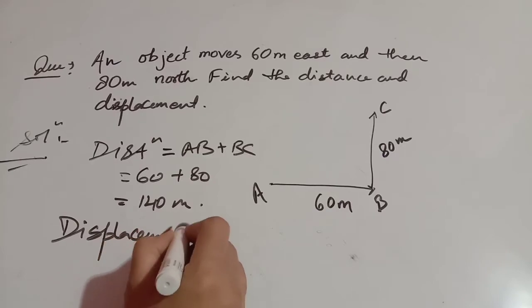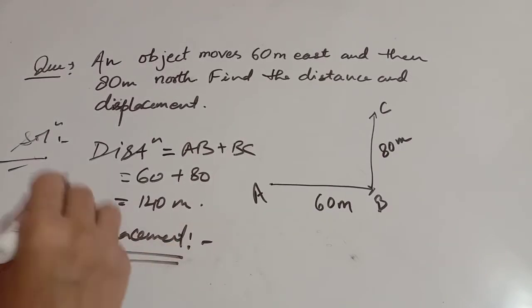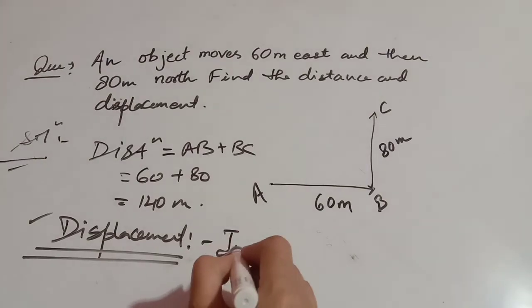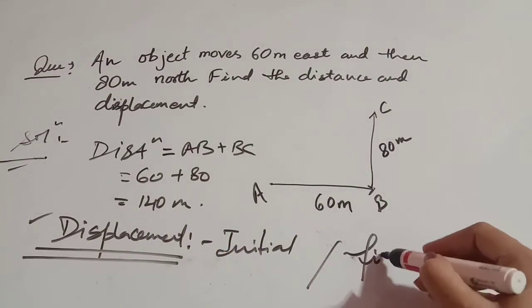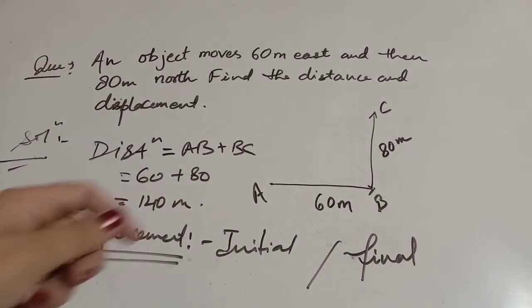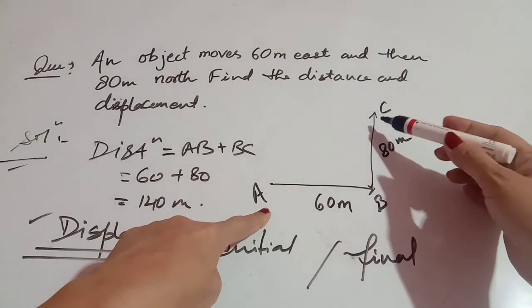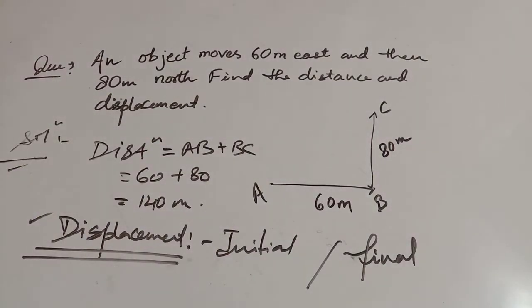For displacement, in every case we have to see where the initial position of the object and the final position of the object are. So in this case, the initial position is A, the final position is C. So we have to join AC.